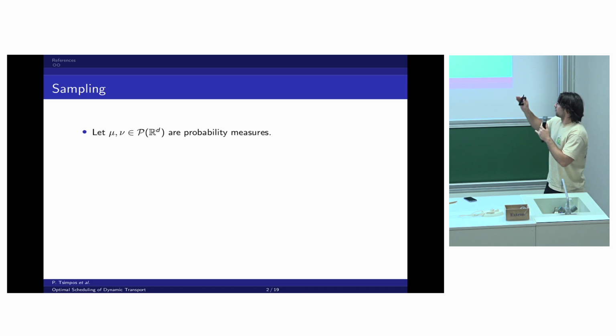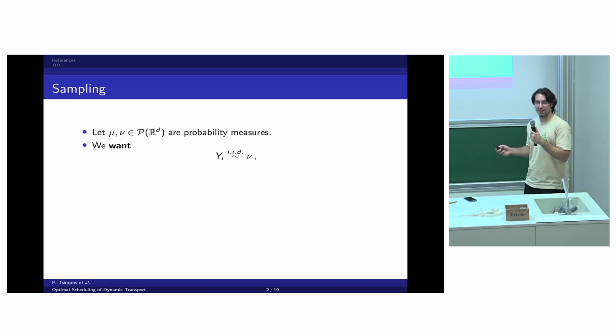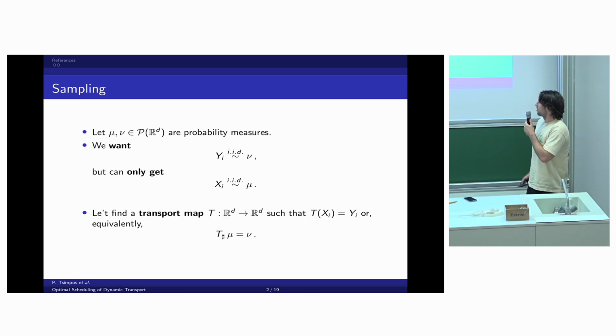Okay, so for context, let mu and nu be probability measures, and we want IID samples from nu, but we can only generate IID samples from mu. How do we solve this problem? Well, one way is to find a transport map T, which is a map from R^d to R^d, such that if you apply the map on the samples from mu, you get samples from nu, statistically. That's equivalent to saying that T pushes forward mu to nu. This is the standard setup of sampling with transport maps.